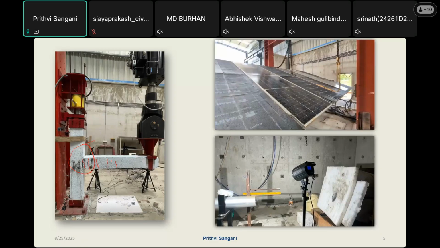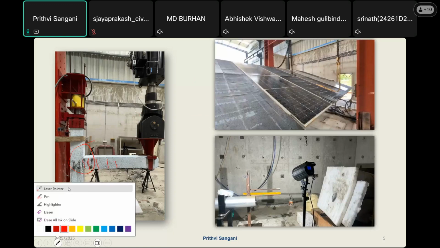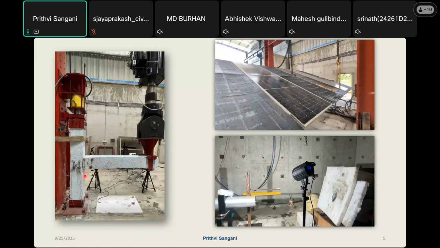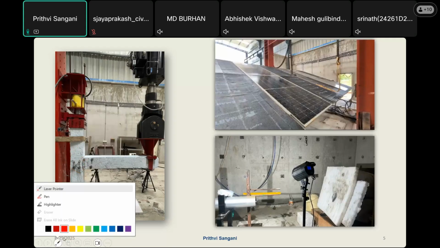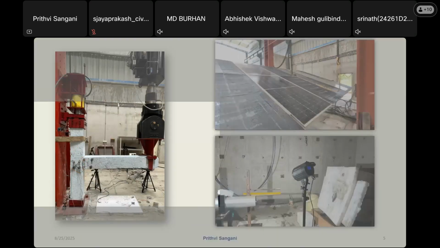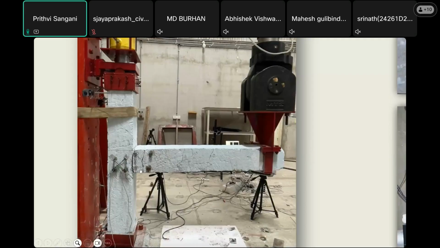So in this case, if I want to see this crack propagation, let us say these cracks, I think I just overwrote. Let me just clear this out so that you can see these cracks. I hope you can see the cracks here. Let me zoom in. You can see these cracks here, right? So there are several cracks coming onto this beam.